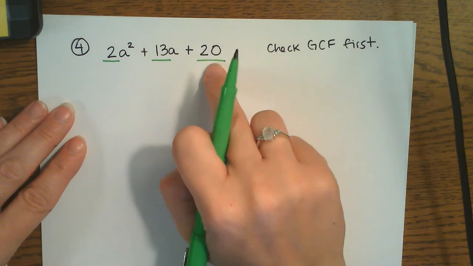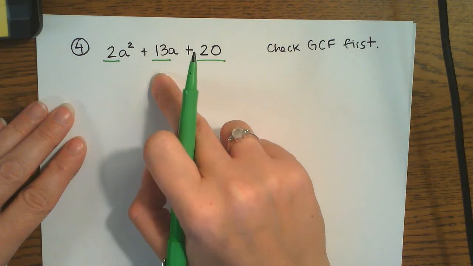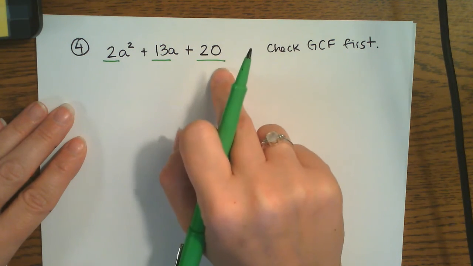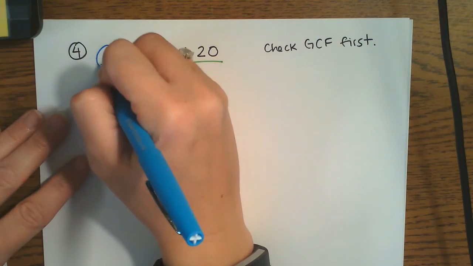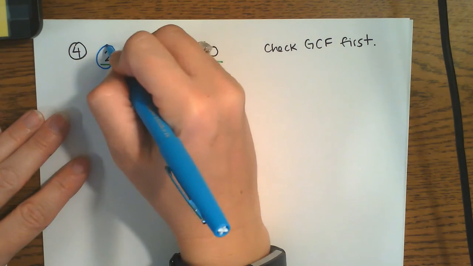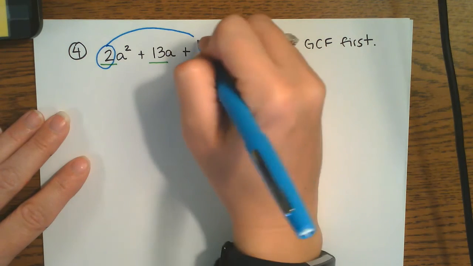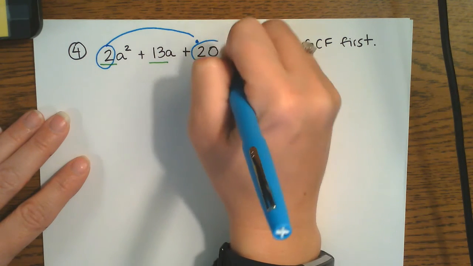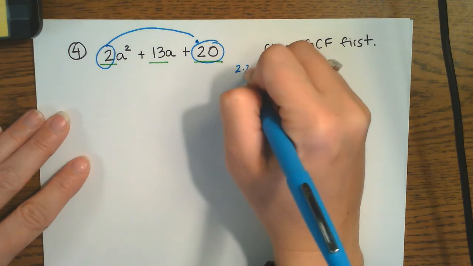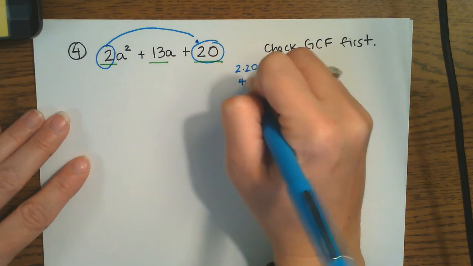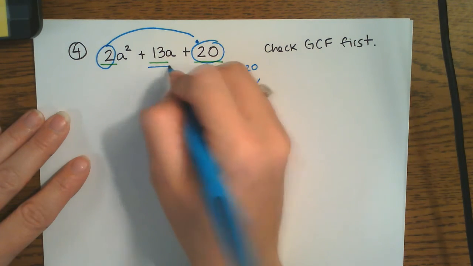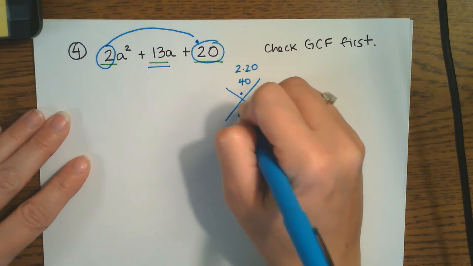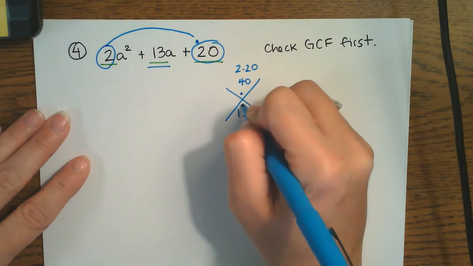I also will not be able to find factors of 20 that add to 13. So that's like a red flag, I guess, to tell me there's an extra step. So again, because there's a number in front of x squared, I'm going to multiply 2 times 20, which is 40. We want factors of 40 that add to 13. We're going to use 5 and 8.